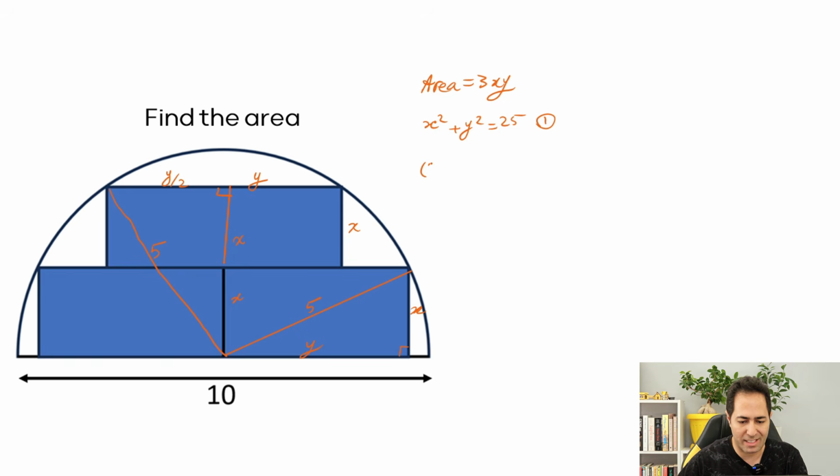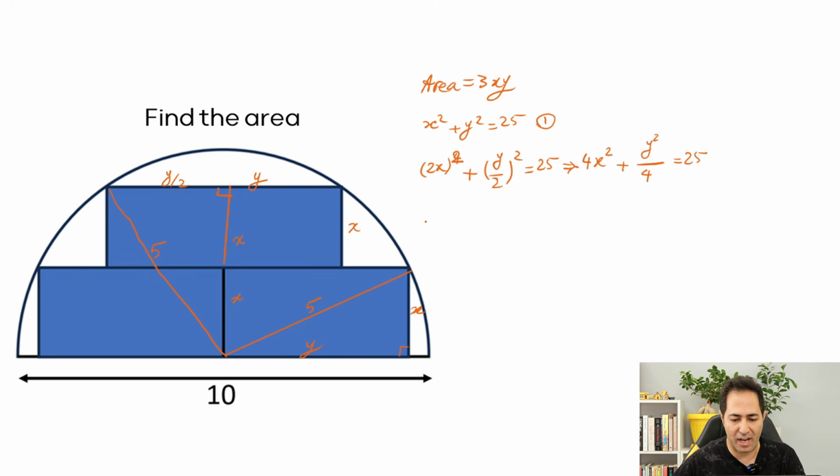So the second application of Pythagorean theorem here: 2 times x to the power of 2 plus y over 2 to the power of 2 equal to, again, 25. Let's simplify this. 4x squared plus y squared over 4 equals 25.